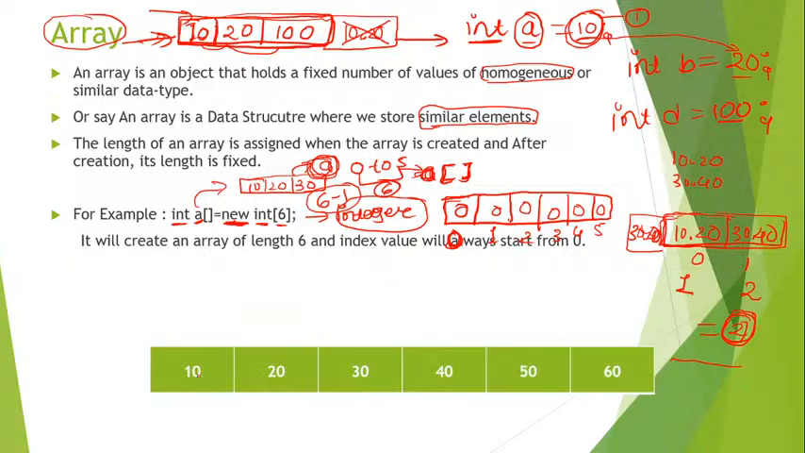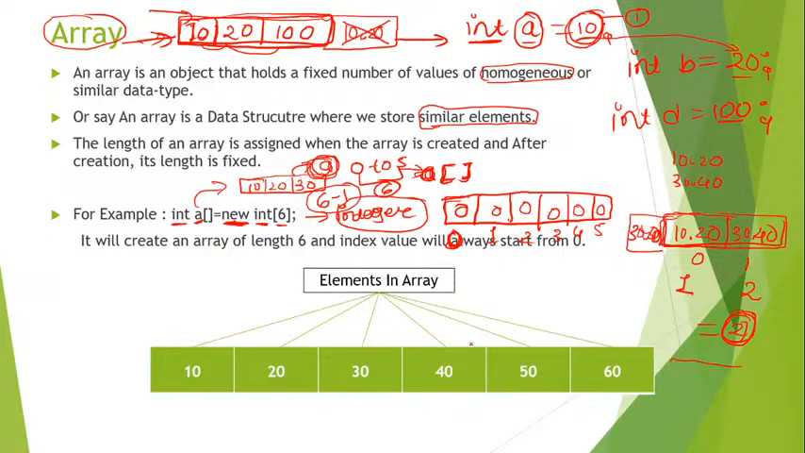Now here you see 10, 20, 30, 40, 50 and 60. These are the elements in an array. These are nothing but our elements, and each element has a specific index. So the first element has the 0th index and so on.